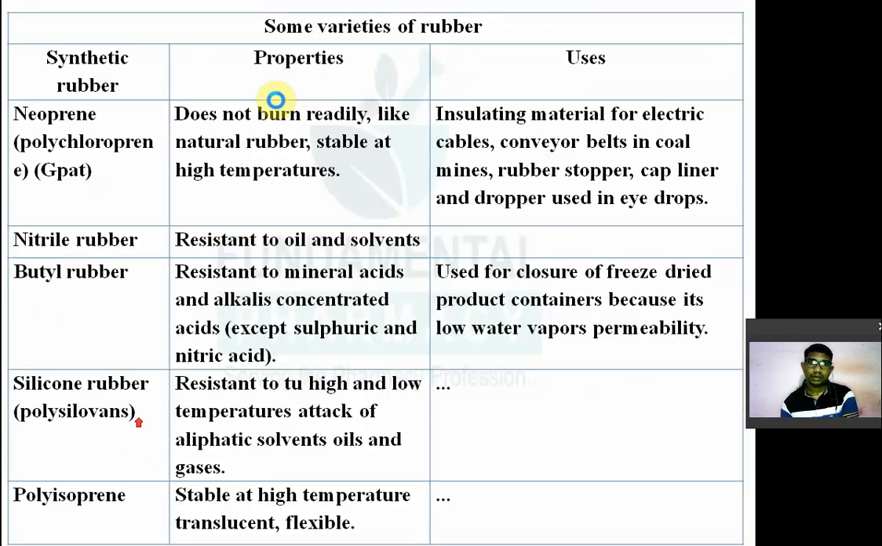Now some varieties of sulfur, how many varieties of rubber. Now first one is different varieties of synthetic rubber. दो टाइप का रबर है आपका, नेचुरल वन एंड सिंथेटिक वन. So synthetic rubber की कितने वैरायटी? First one is a neoprene rubber. Neoprene rubber is known as a polychloropene.